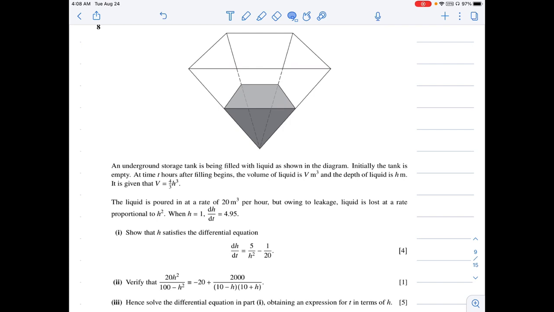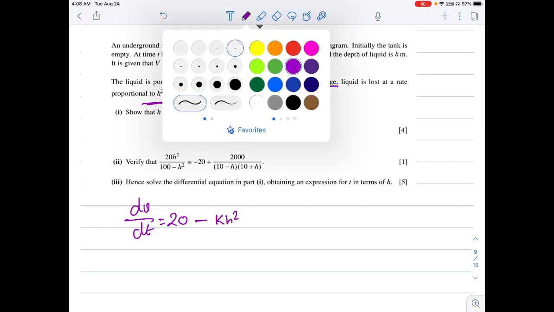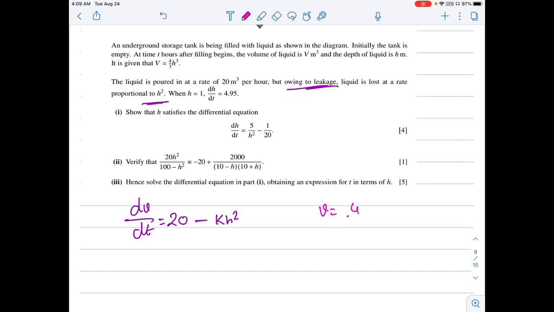Now question number 8. An underground storage tank is being filled with liquid as shown in the diagram. Initially, the tank is empty. At t hours after filling begins, the volume of the liquid is V meter cube and the depth of the liquid is h. Given that the volume is 4 by 3 h cube, the liquid is poured in at a rate of 20 meter cube per hour. So dV by dt, we are adding 20, so plus 20, but owing to a leakage, the liquid is lost at a rate of k h square. So loss means minus kh square.